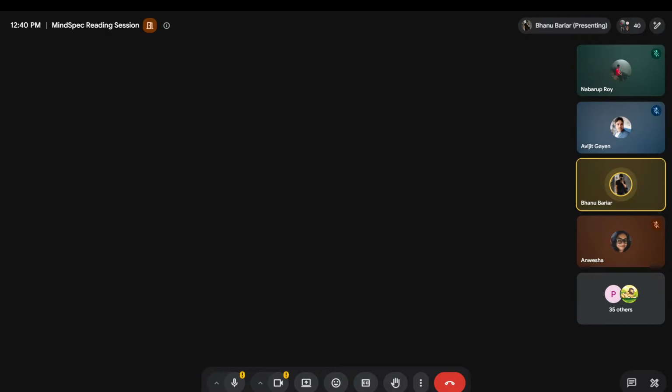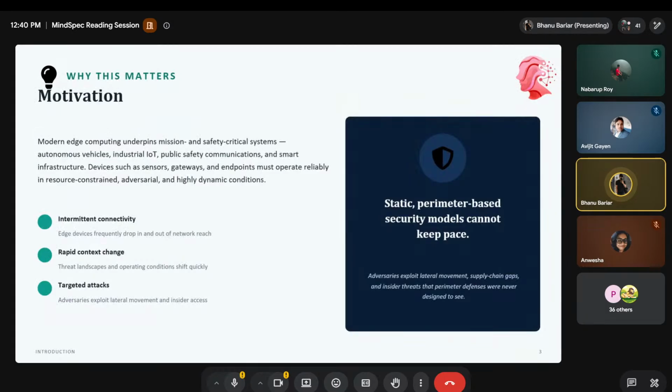The authors also note that modern attackers use targeted attacks, compromised credentials, insider threats, supply chain vulnerabilities, and lateral movement to move across trusted devices. As a result, traditional perimeter based security is no longer sufficient because attacks can originate from within the network itself.